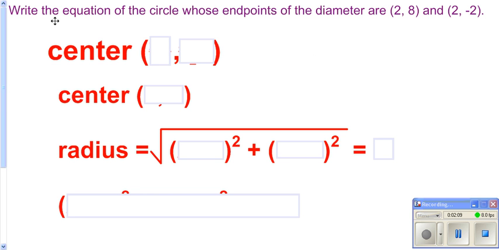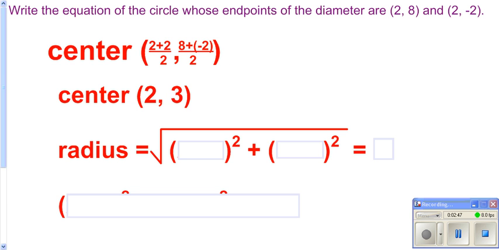Here we need to go ahead and find the equation of a circle whose endpoints of the diameter are here and here. Well, this is the end of your diameter, and the exact middle of your diameter is the center of your circle. The exact middle of a line segment we also call your midpoint. So we're going to find the midpoint of these 2 points. Midpoint, once again, you add your x's, divide by 2. Add your y's, divide by 2. So you get 4 over 2, which is 2. You get 6 over 2, which is 3.